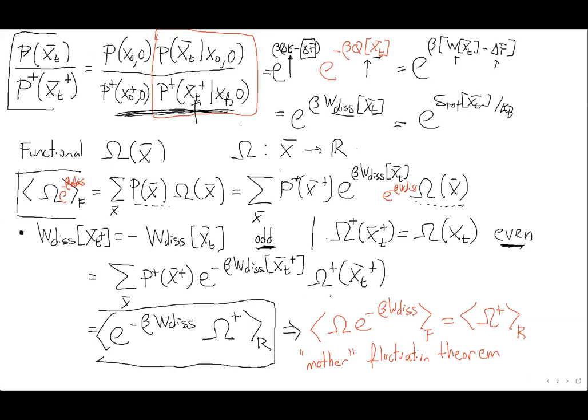Okay. So it is more simple than what you're thinking. This is a process which has a protocol lambda t. And this is another process which has a protocol lambda tilde t, which is lambda of tau minus t, where tau is the final time of the protocol. So one protocol is doing, for example, like this.